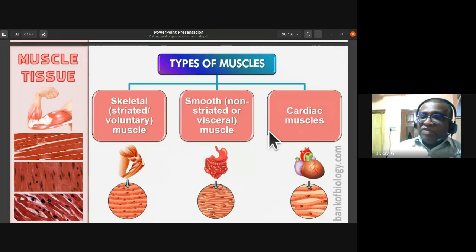Like skeletal muscles, they do not undergo fatigue. Like smooth muscles, they are involuntary, so we cannot control them. So both the properties you notice. That is the unique nature of cardiac muscles. So let us study about them.